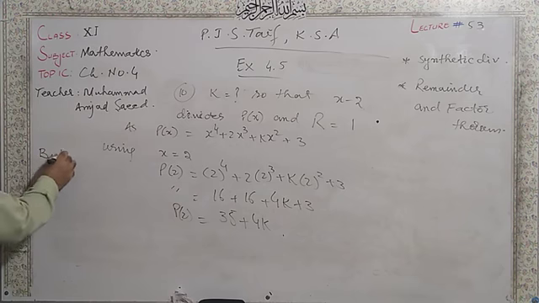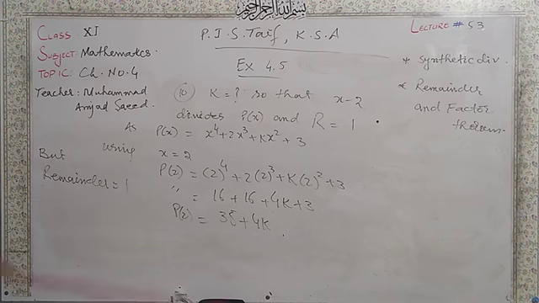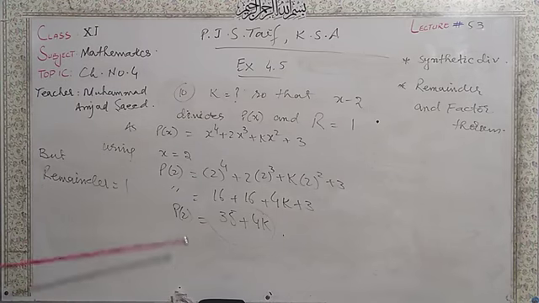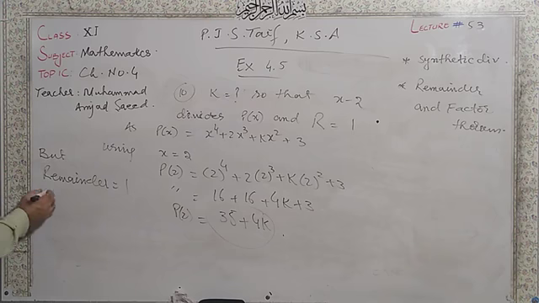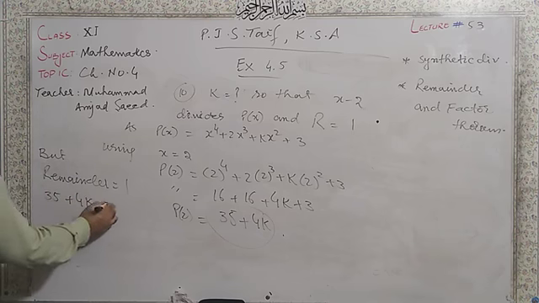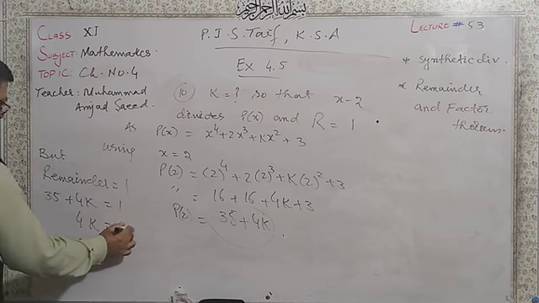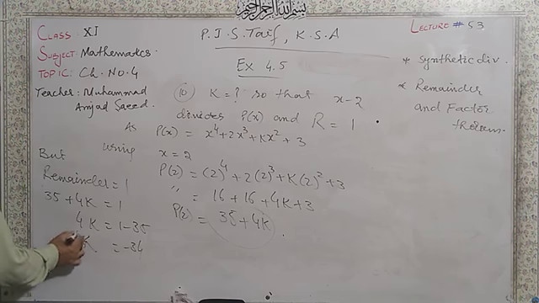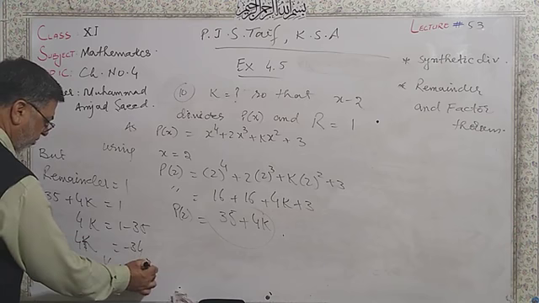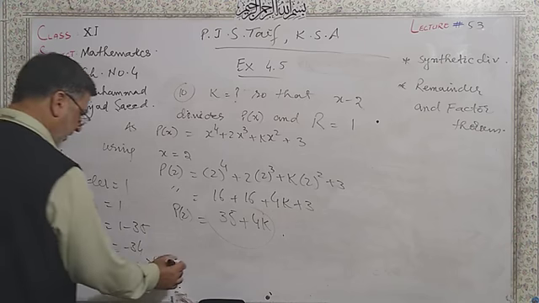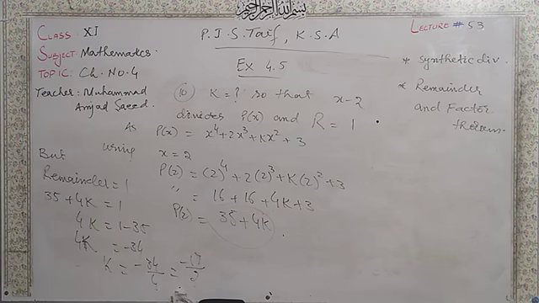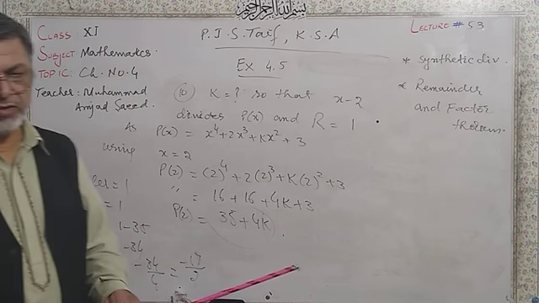But the remainder is equal to 1. This is given. And p of 2 is the remainder. So 35 plus 4k is equal to 1, and 4k is equal to 1 minus 35, that will be minus 34. And k is equal to minus 34 over 4, which is minus 17 over 2. So k is equal to minus 17 over 2.